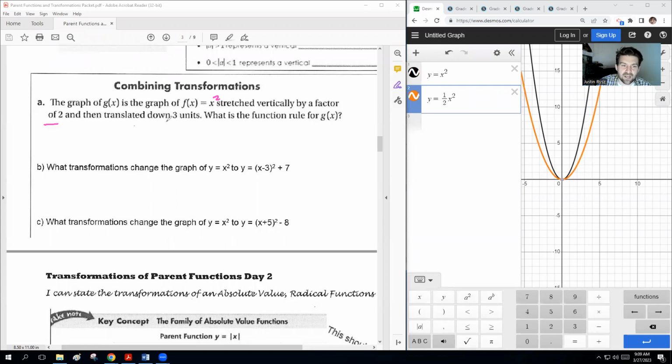Okay, so that means we're going to times it by 2. Then translate it 3 units down. What would be the rule for g of x? What would be the equation? Okay, so if we take our parent function x squared, if we want to stretch it by 2, we're going to multiply the outside number by 2 and then move it 3 units down. That means we're going to subtract outside of the equation, so minus 3.